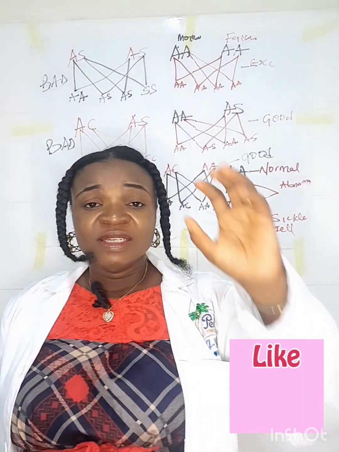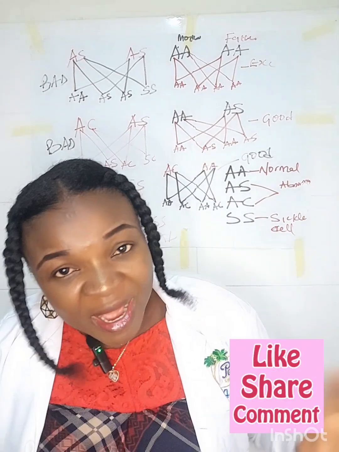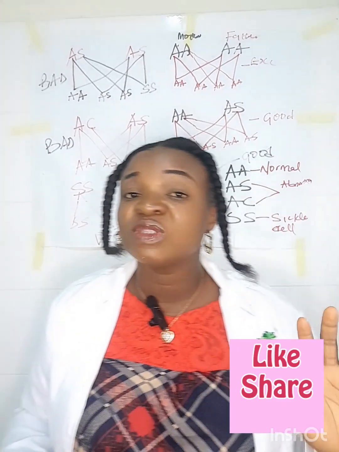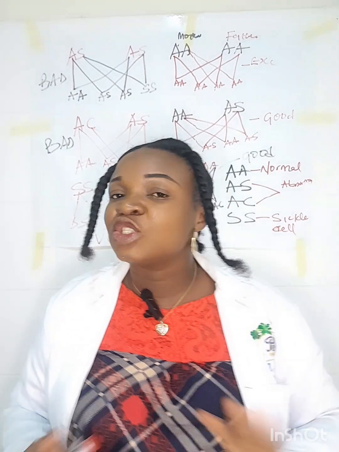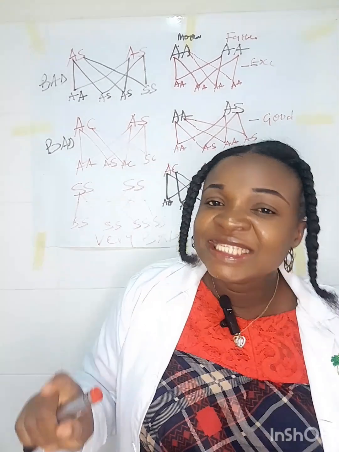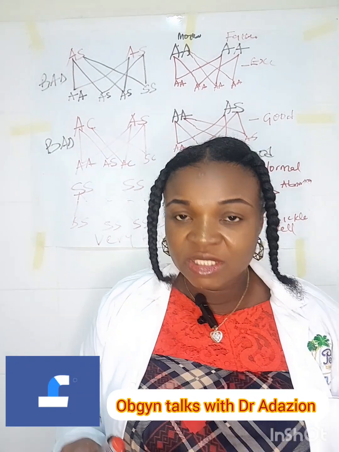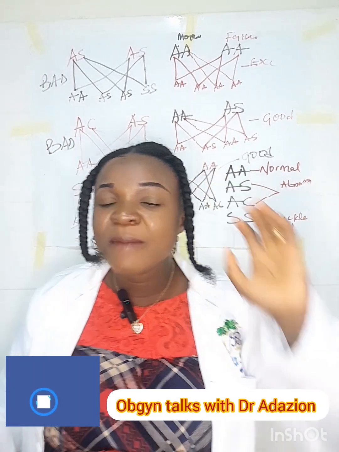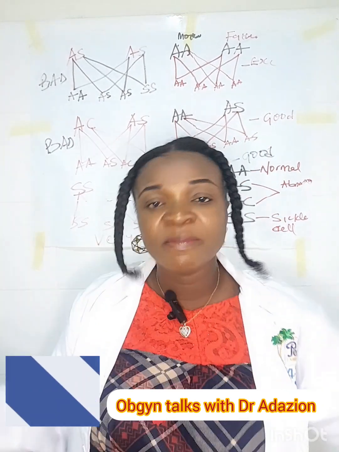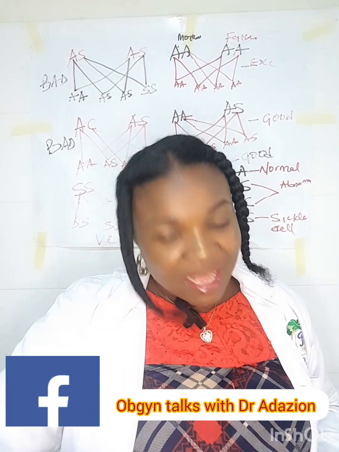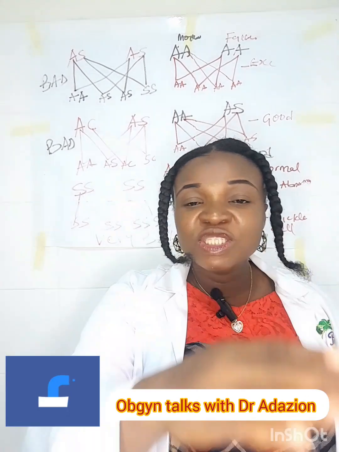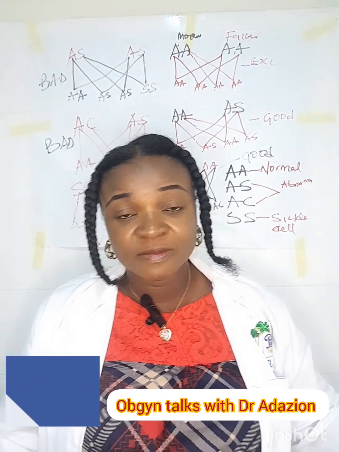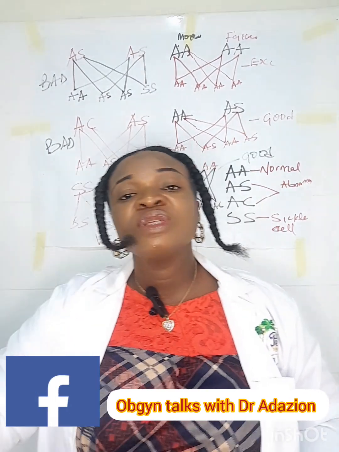AC and AC should not get married. AS and AS are not allowed to get pregnant. There is a probability of a sickle cell anemic child. AS and SS should not get married. AC and SS should not get married. The SS and SS combination is very bad because the probability of having sickle cell anemia in all their pregnancies is 100%. Why can AA get married to SS? You have a 100% chance of all your pregnancies being abnormal hemoglobin, that is AS. AA can get married to SS if they so desire.